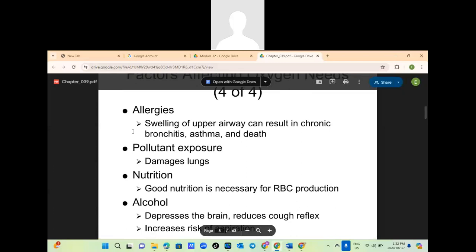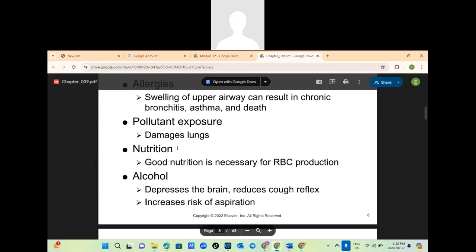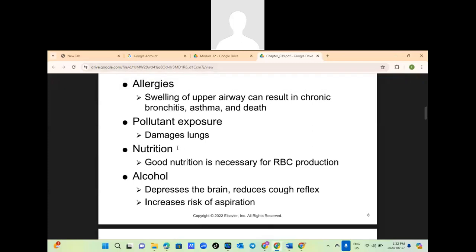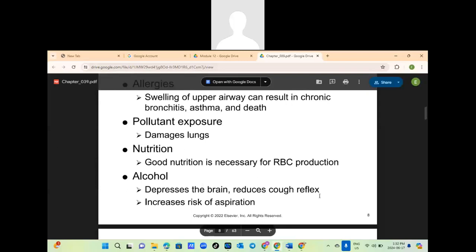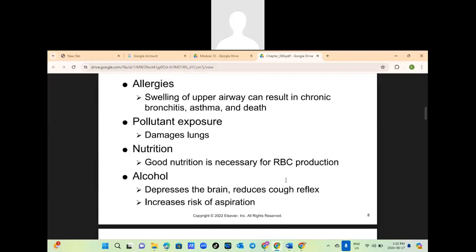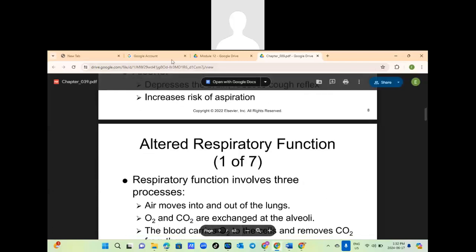So of course, pollutants can damage the lungs. An example is asbestos. It was in the early 40s or 50s or 60s maybe that people were using asbestos for their roofs, and later on it was discovered that asbestos causes lung cancer. So I think they were compensated. And of course, alcohol depresses the brain, so it reduces the coughing reflex and increases risk for aspiration.